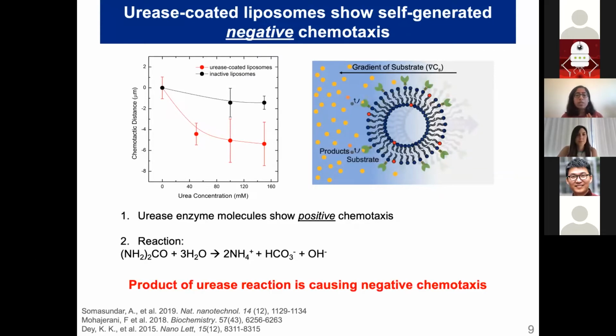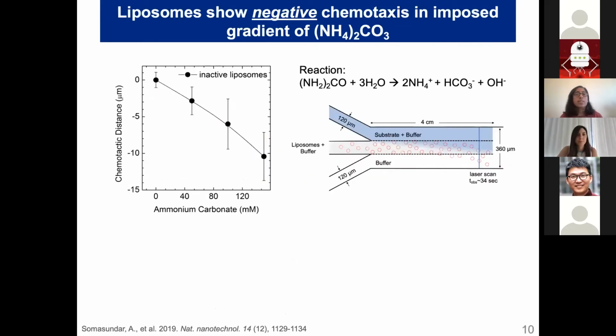So this led us to suspect that the products of the urease reaction are what is causing this negative chemotaxis. And that is exactly what we tested next. We looked at inactive liposomes, or liposomes that do not have enzymes on their surface, in gradients of the product of the urease reaction. And indeed, we see that the liposomes move in the negative chemotactic direction, that is away from high concentration of ammonium carbonate.